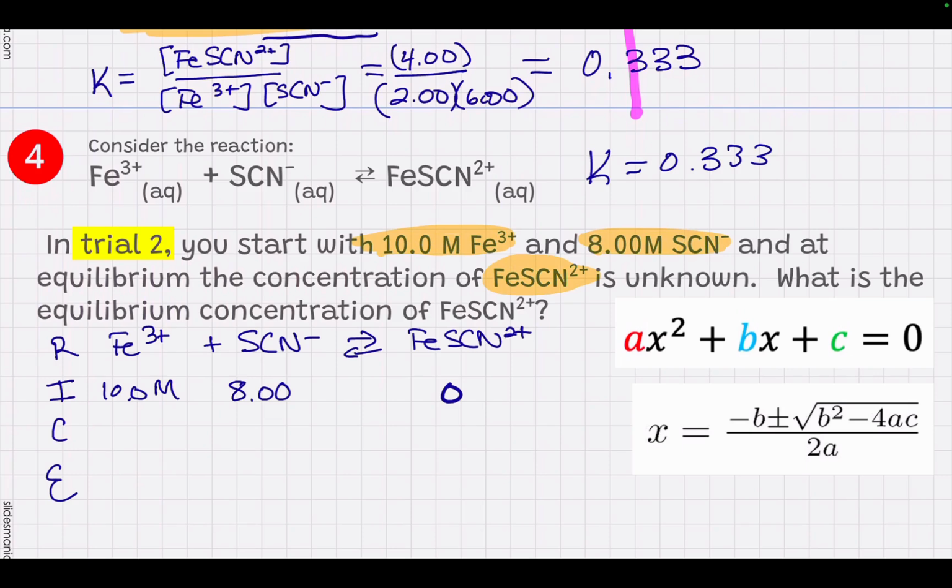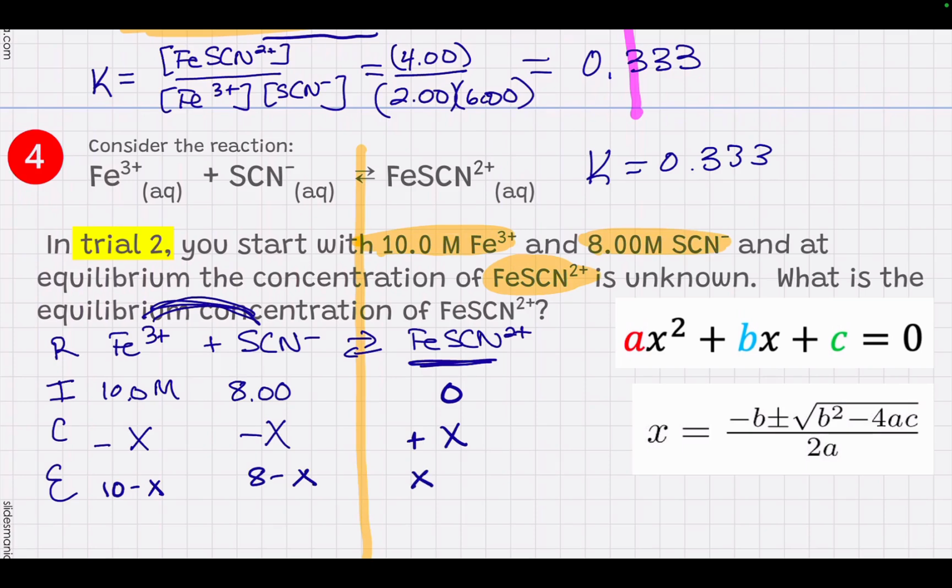it might be helpful to divide this, or at least in your head divide it. So remember, you're going to be making the iron thiocyanate. So we're going to say our change is plus X. We're going to be using up both of these, so they're going to be negative X. And then you still add going down. So at equilibrium, the concentration of the iron plus 3 is 10 minus X. The thiocyanate is 8 minus X. And the iron thiocyanate is X.